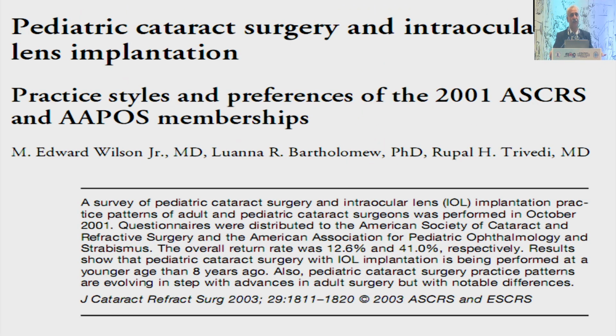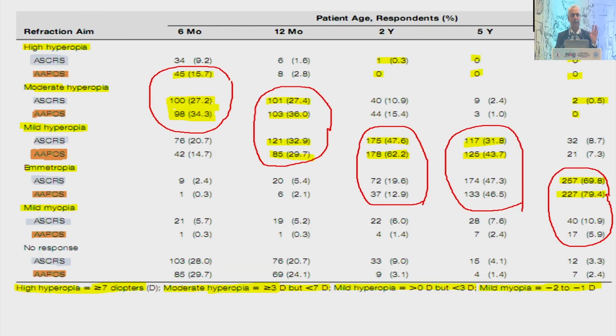Okay, so there was a questionnaire sent by Ed Wilson to the adult cataract surgeons who were doing pediatric surgeries and to the APOS group, the pediatric ophthalmology specialist group. They found that all the people from APOS, at 6 months, were checking for residual hyperopia: high hyperopia, moderate hyperopia, and low hyperopia. Depending on the age, the higher the age, the lower the hyperopia you anticipate in these patients.